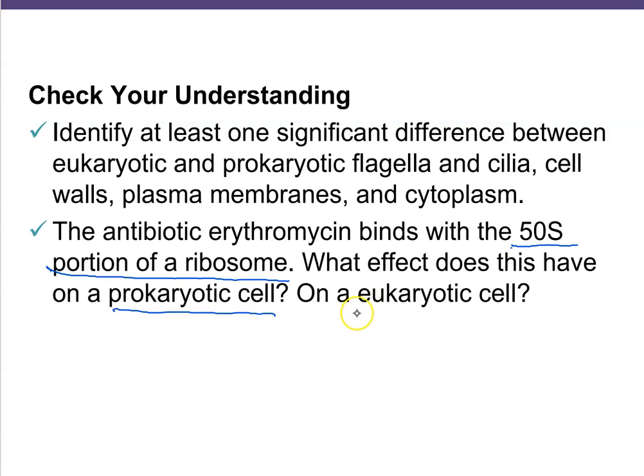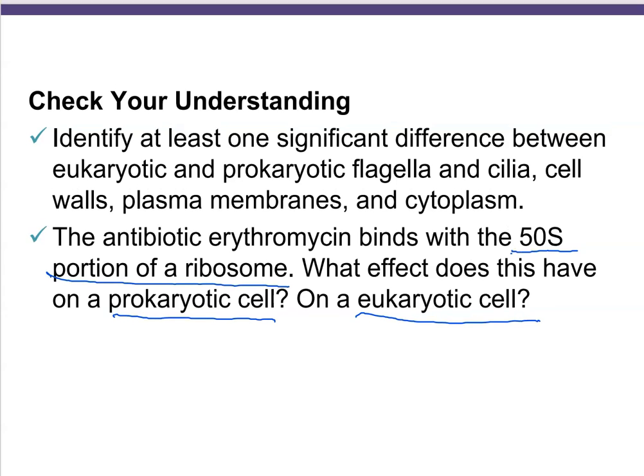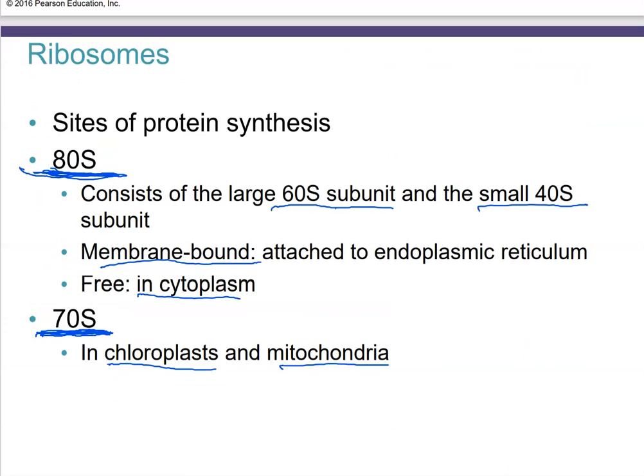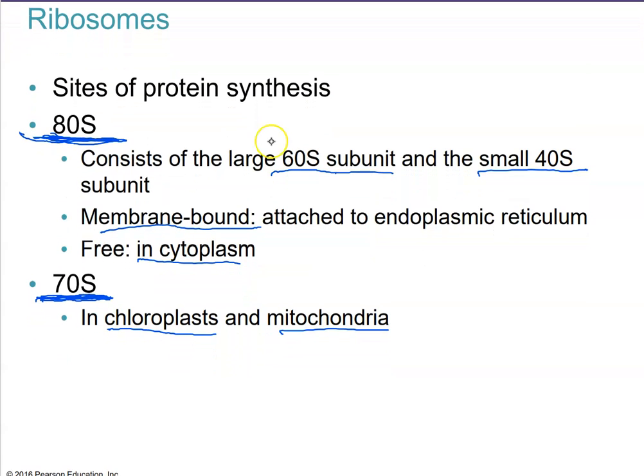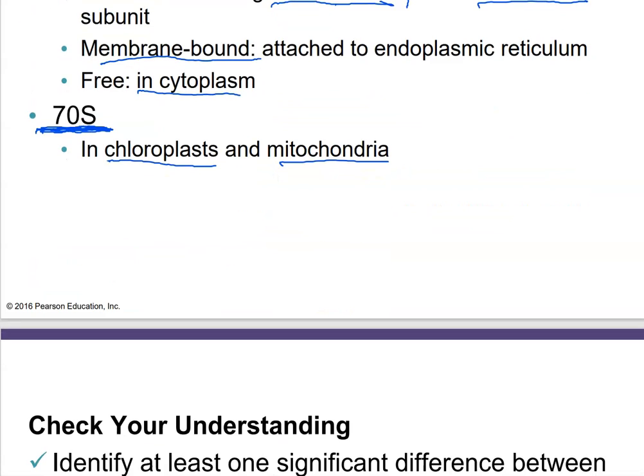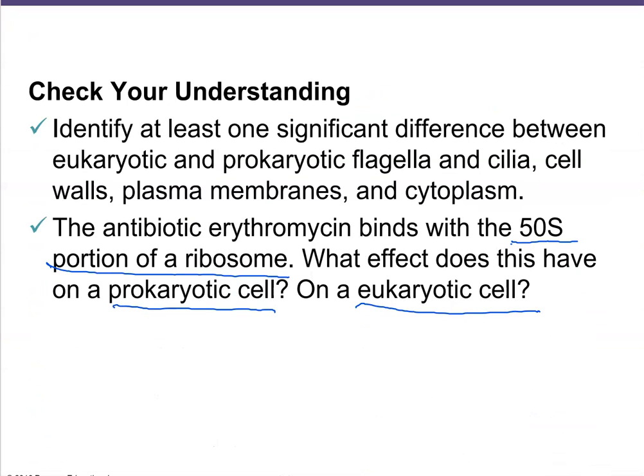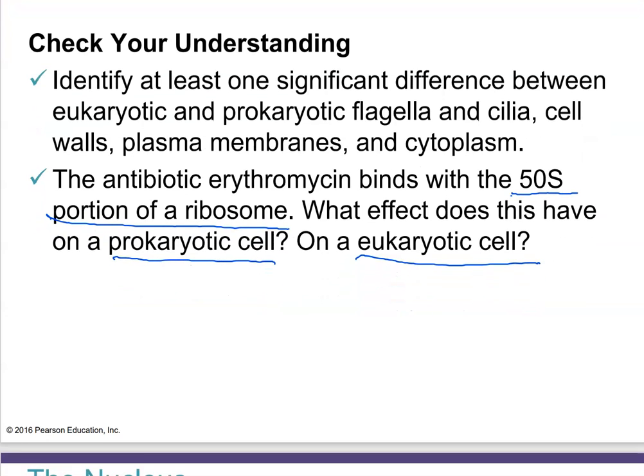Now, on a eukaryotic cell, we don't have a 50S large portion of ribosome. Remember, here, let me go back. In a eukaryotic cell, we have a 60S subunit and a 40S. So we don't have the 50S that the erythromycin binds to, and so therefore we have a nice drug that limits the growth of prokaryotic cells without harming the eukaryotic cells, and so we call that selective toxicity. It's only toxic to certain cells but not others, and that's a great thing.